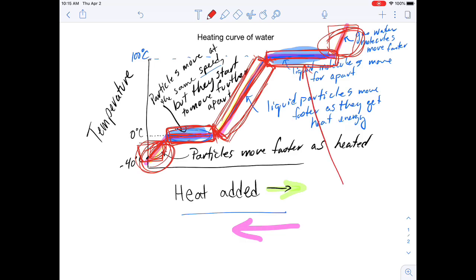So the heating curve works in two different directions, and this section here is going to be the melting point, or the boiling point. So that's the temperature where boiling and condensing happens. And here, 0 degrees Celsius, this is the melting point. At 0 degrees Celsius, the temperature of water isn't changing as the state of matter is changing.